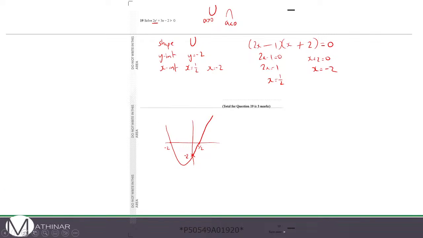Now I'm interested in where this graph is bigger than 0. Bigger than 0 means above the x-axis.